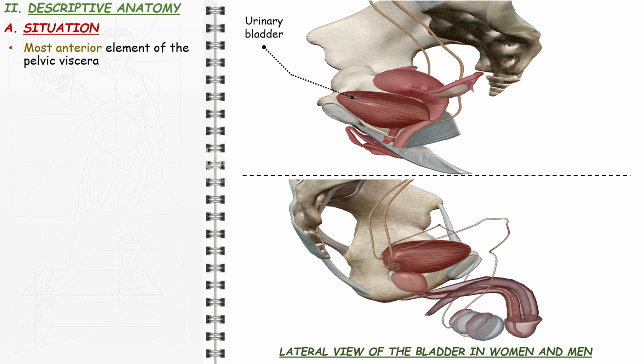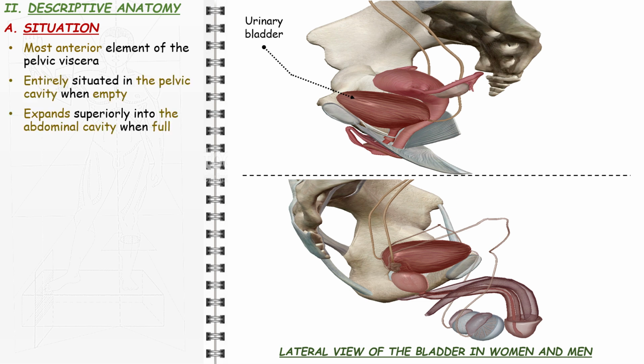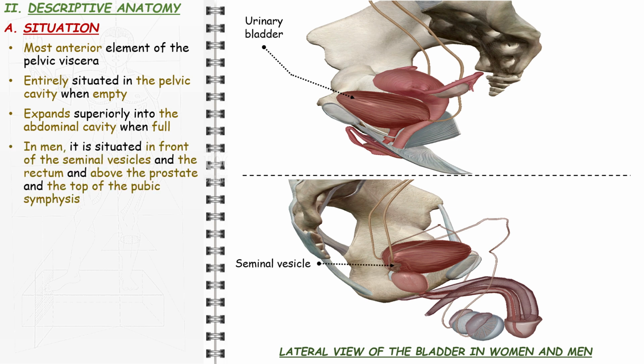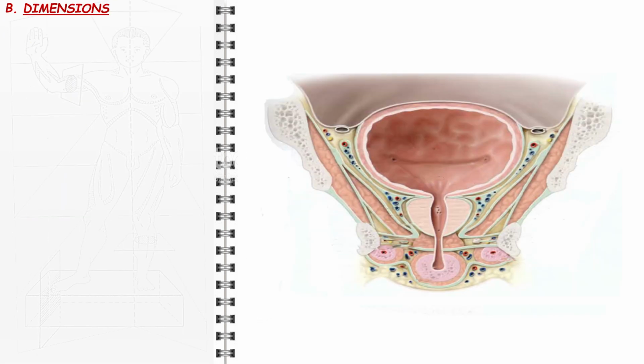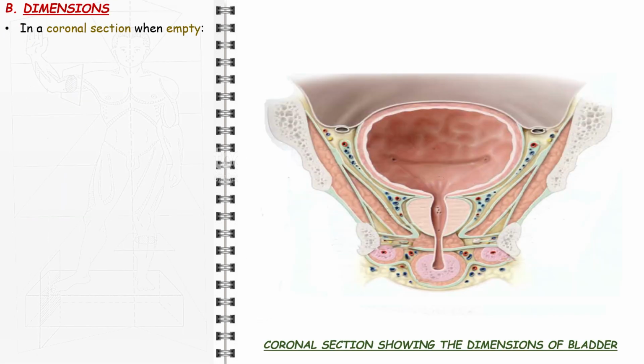It is entirely situated in the pelvic cavity when empty and expands superiorly into the abdominal cavity above the pubic symphysis when full. In men, it is situated in front of the seminal vesicles and the rectum and above the prostate. In women, it is situated in front of the uterus and the vagina and above the pelvic diaphragm. In a coronal section when empty, the bladder is 6 cm long and 5 cm wide. Its dimensions double when full.